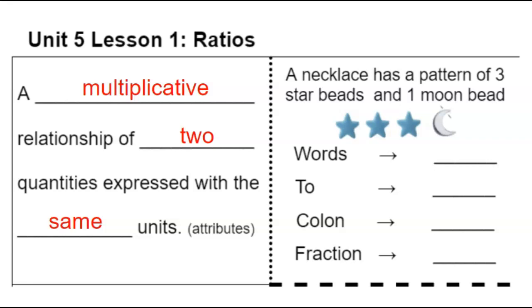A necklace has a pattern of 3 star beads and 1 moon bead. This is a ratio. In words, we would say that this is a 3-to-1 ratio, 3 star to 1 moon. There are different ways that we can write a ratio. We can write it as 3-to-1. We can write it with a colon, but it's still stated 3-to-1. And we can write it as a fraction, 3 over 1. So we would have 3 star beads for every 1 moon bead if we are making a bracelet or necklace with this pattern.